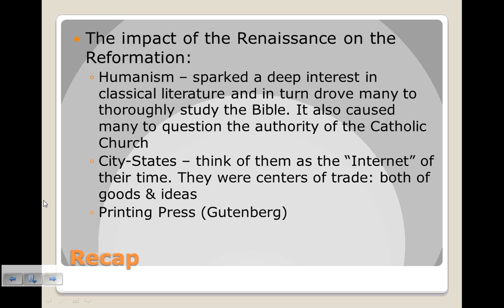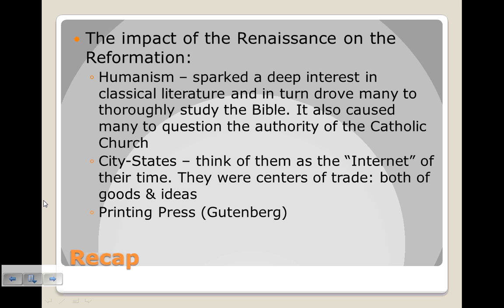Another thing to remember is the city-states. Remember, the city-states were key centers of trade, both of goods and ideas. A cool way of thinking of them would be to think of them as the internet of their time. There were just these huge centers where people could gather and talk and pass ideas from one to another.